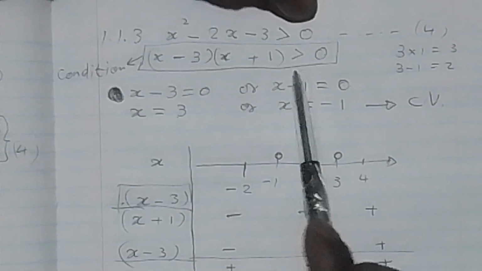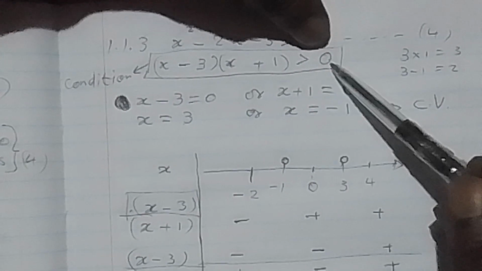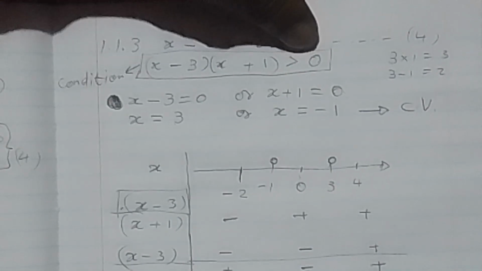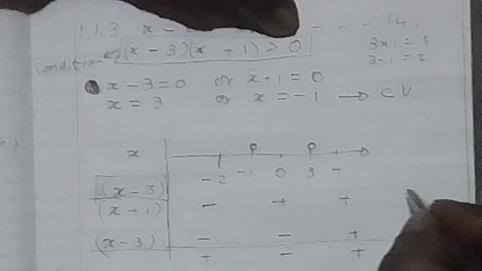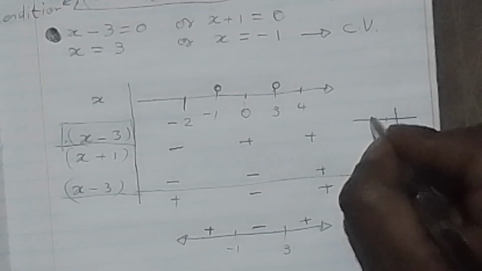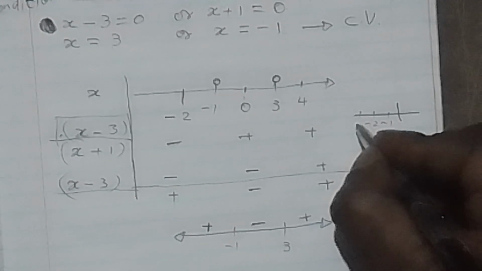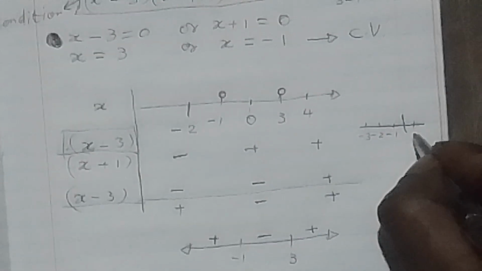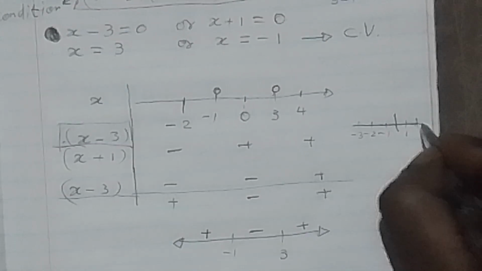The condition says these factors of yours must be greater than 0. It means they must be positive. Can you check the number line with me? Here is your number line. Here you get a minus 1. Here you get a minus 2. Here you get a minus 3. Here you get a positive 1. Here you get a positive 2, and so on and so forth.